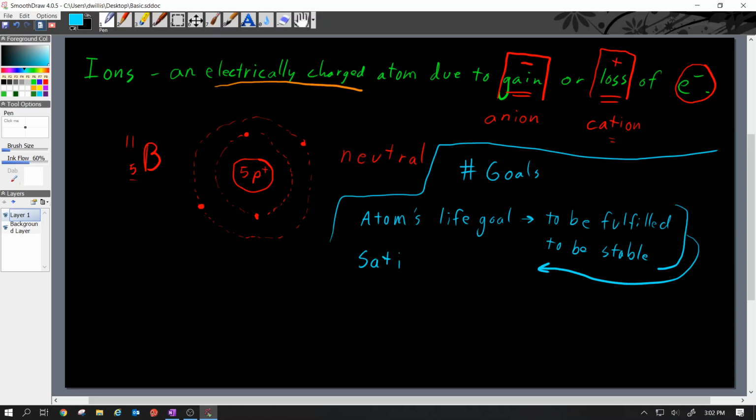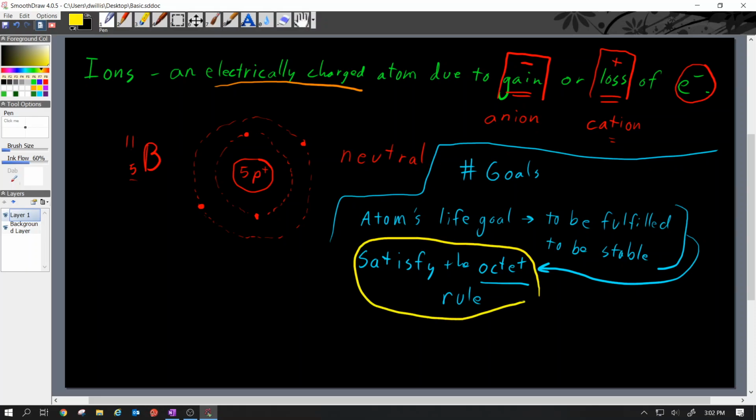Satisfy the octet rule. All right, and I'm just going to maybe circle that in a nice golden color. All right. So the atom's life goal is, in fact, to be happy and stable, and the way that it does that is by satisfying the octet rule.